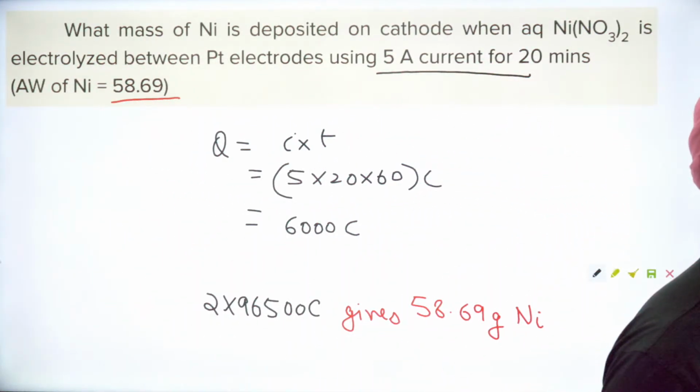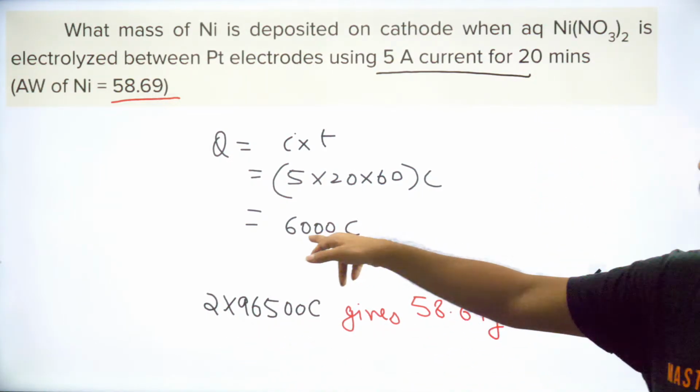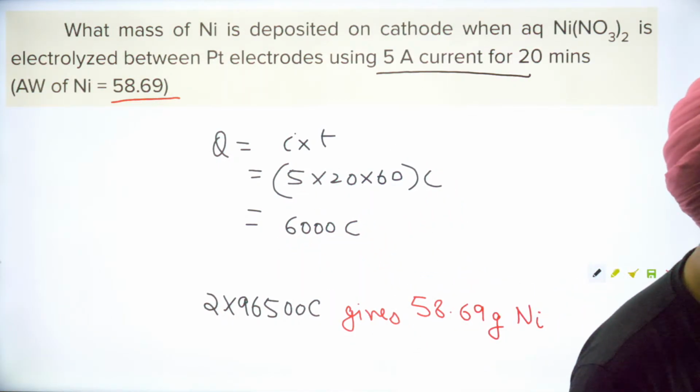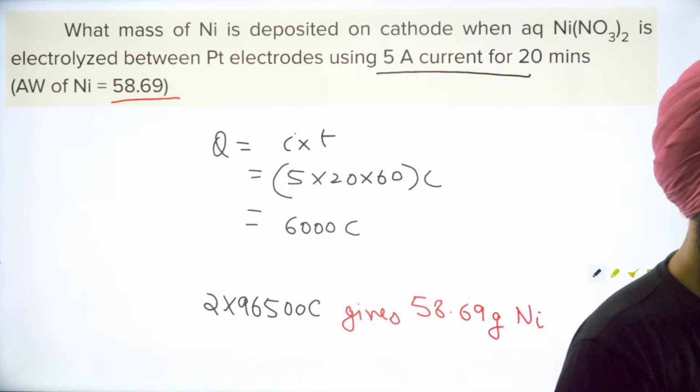So now you have to figure out if 2 into 96,500 coulomb gives you this much nickel, 6,000 coulomb will give you how much nickel? As simple as ABC. बताओ भैया कितना निकल आएगा?